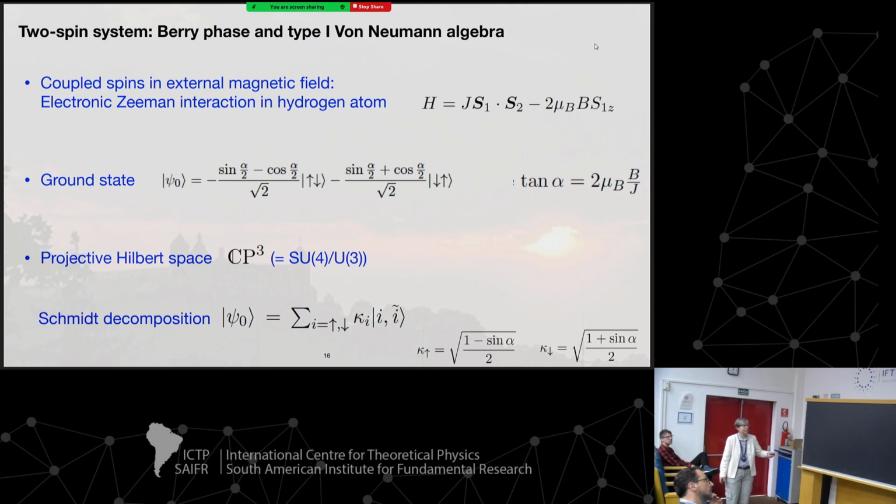This is a very simple Hamiltonian for which you can write a Berry phase because you can wrap around this magnetic field. Then you can solve the Schrödinger equation for this Hamiltonian, and the ground state is given by this expression here. Please remember the definition of this alpha, because alpha is related to both the magnetic field and the coupling constant. Now you can consider the Hilbert space of this model, which in principle is SU4.